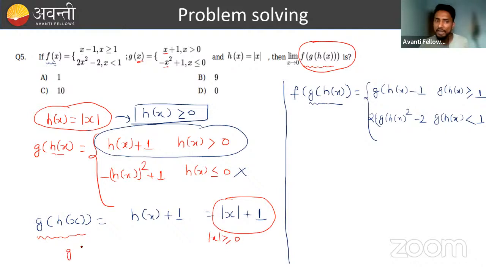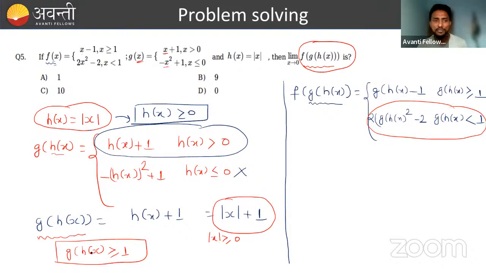So I can blindly say that g of h of x will always be greater than or equal to 1, because mod x can't be less than 0, so it is always greater than 0 plus 1. Again, there is no use of this branch, because g of h of x is always greater than or equal to 1. So we will cancel this and consider this only.